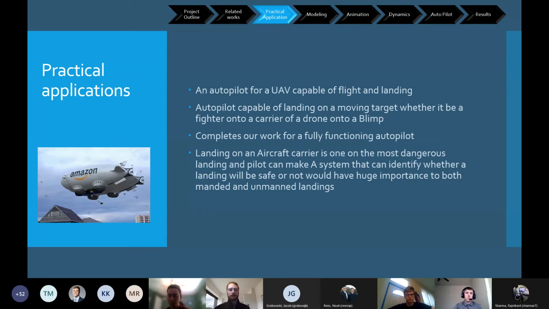And for an actual manned landing, this would be very useful as a safety system, as landing on a carrier is a very dangerous task. And this could simply say whether the incoming velocity or height was safe enough for a landing.